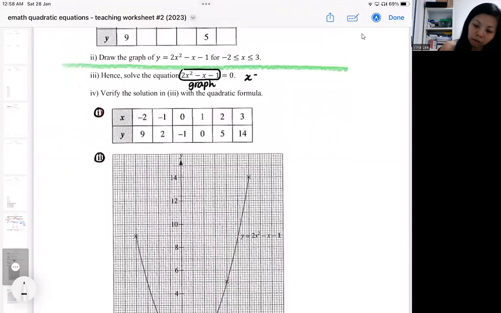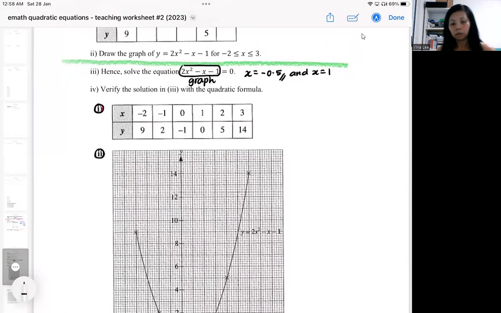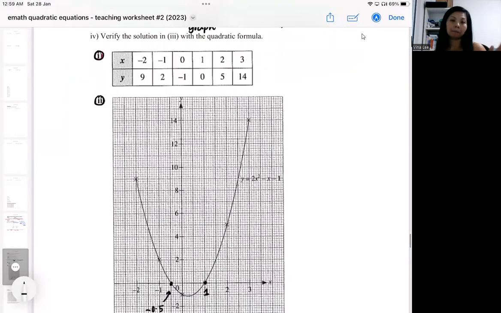So the answer according to the graph will be x equal to minus 0.5 and x equal to 1. So there are two answers. It comes from the x-intercept.